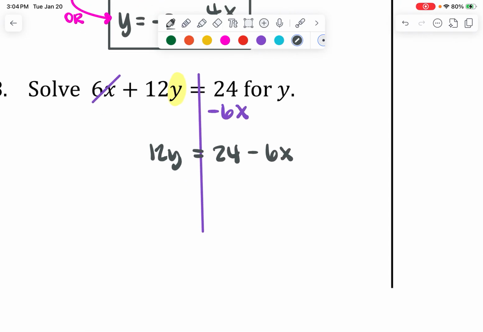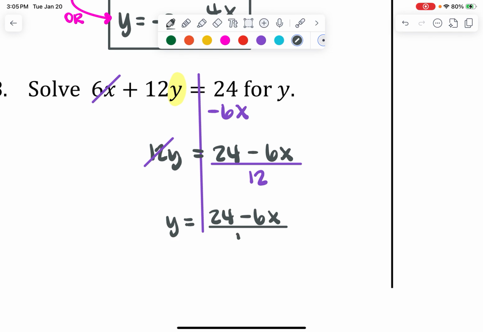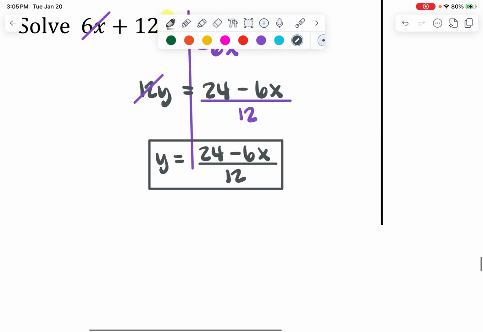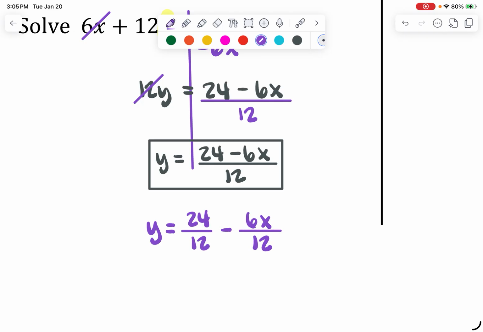And then I'm going to divide that 12 to the other side. So we're going to get y equals 24 minus 6x all over 12. Once again, I will totally take that answer. There's nothing wrong with just leaving it exactly like that. I'm totally fine with that, but I am going to go ahead and simplify that a little bit by giving everybody their own little personal 12 divider, because this I can actually clean up quite a bit, right?